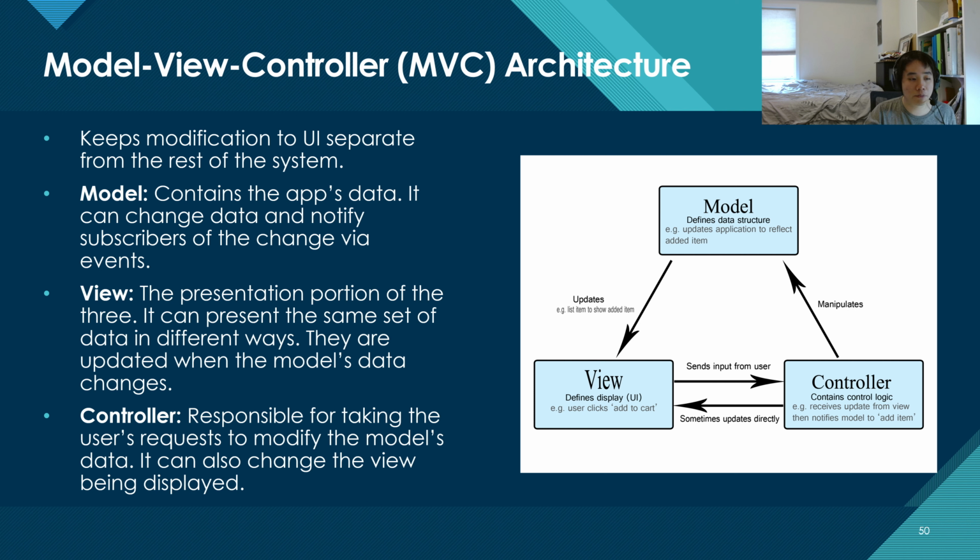So you send a request. The controller manipulates the model data, and the model updates the view to show that your items are up to date. Now sometimes the controller may also update the view directly. For example, if it cannot find your item, it will bounce back to the view and tell it, I cannot find this item, show the error message. Something like that.